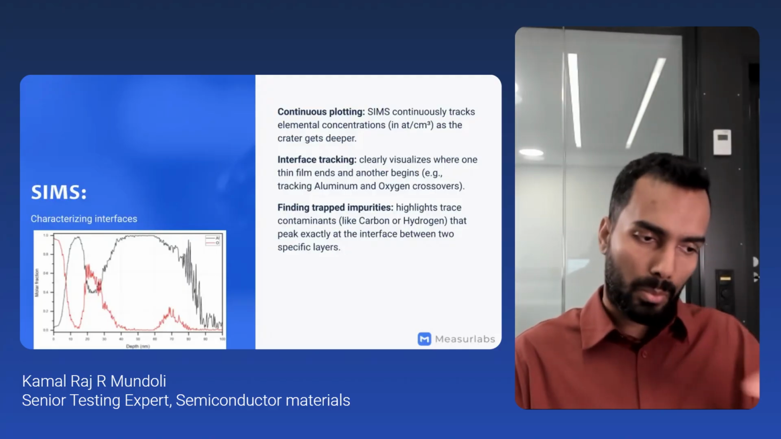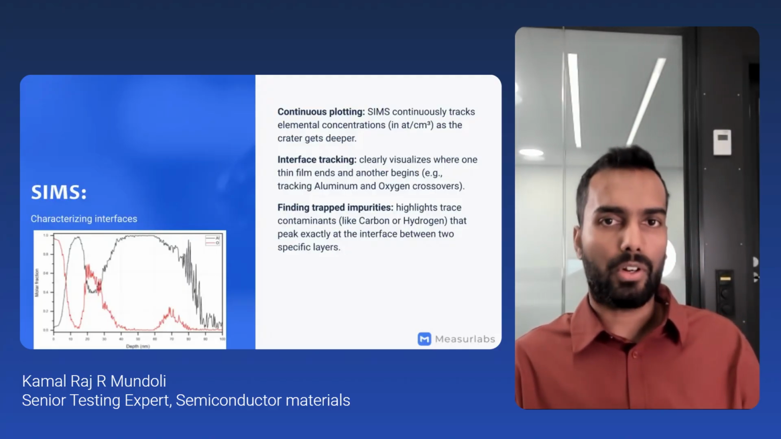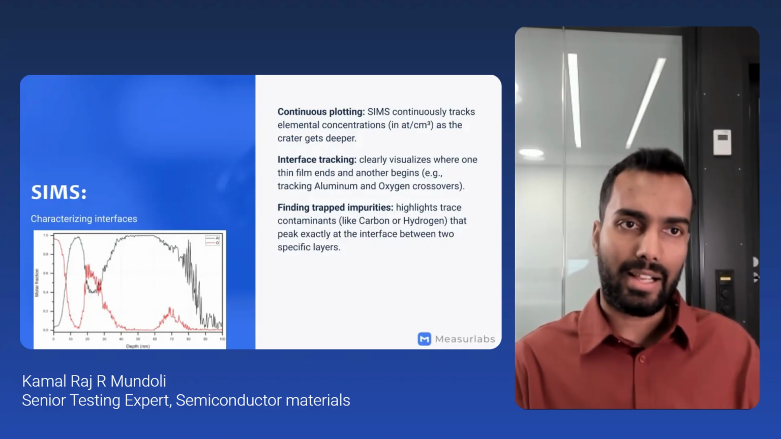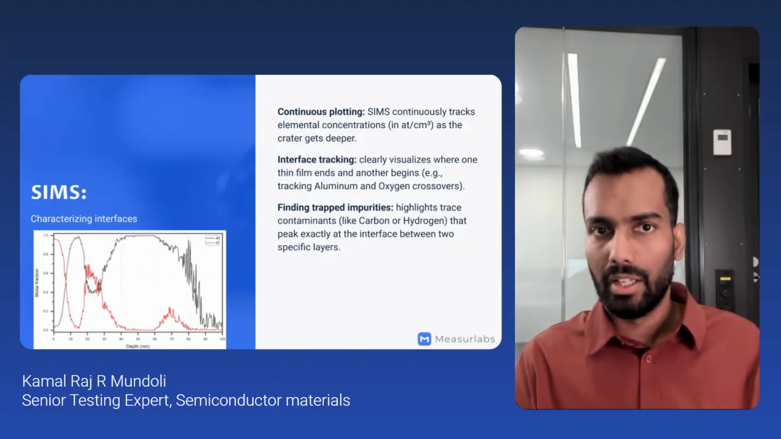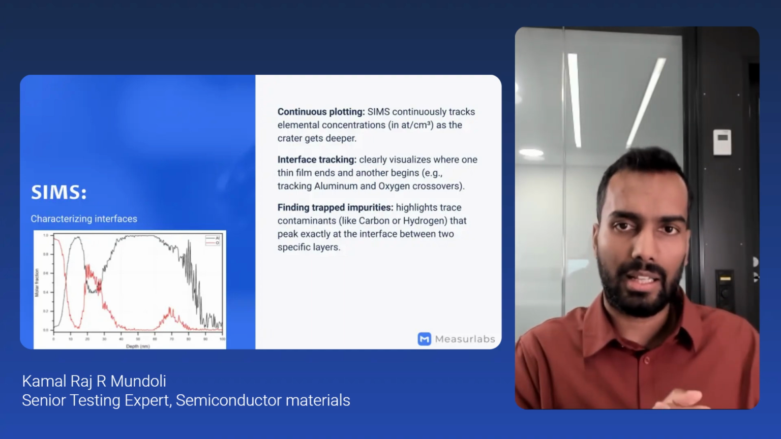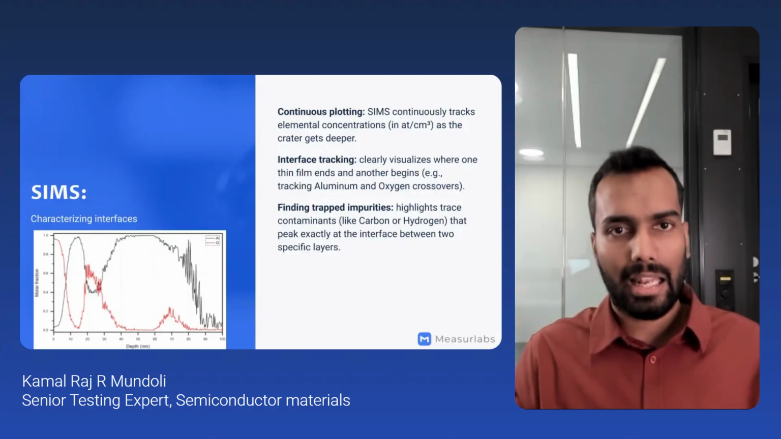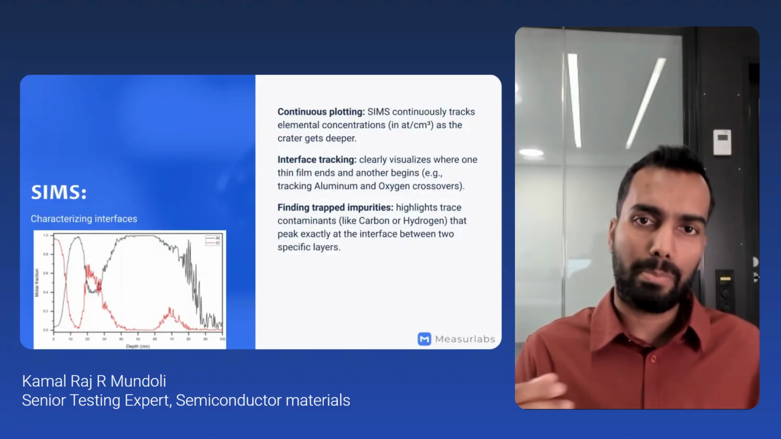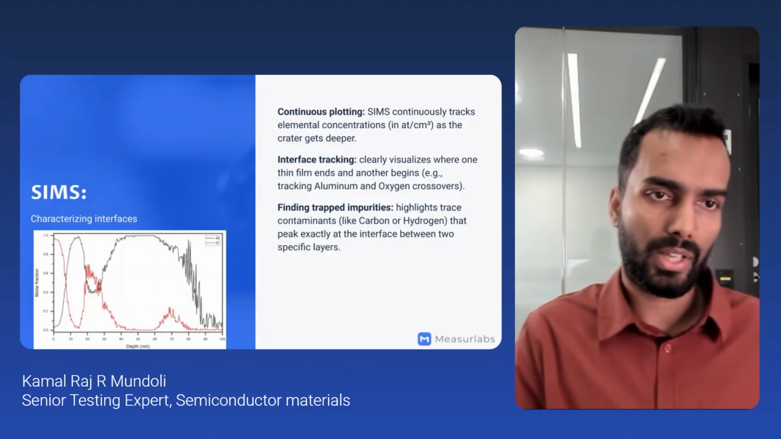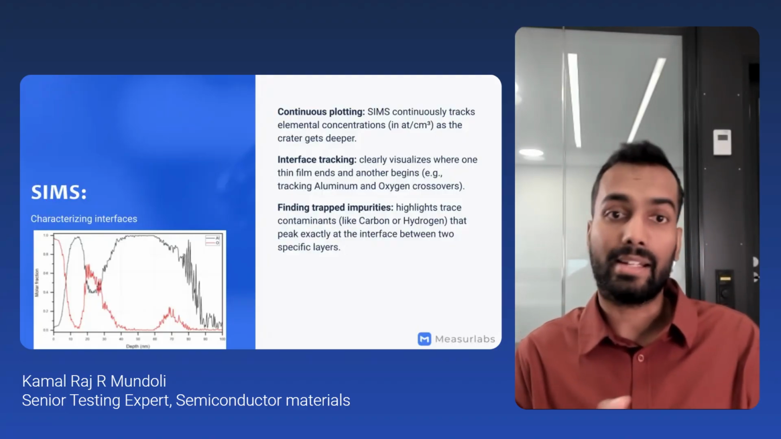And in addition to the broad dynamic range, the true power of SIMS is visually realized when we use it to characterize complex interfaces. Looking at the continuous plotting graph on this slide, you can see how SIMS can continuously track elemental concentration as the sputtering crater gets deeper and deeper. This specific interface clearly visualizes exactly where one film ends and another begins.